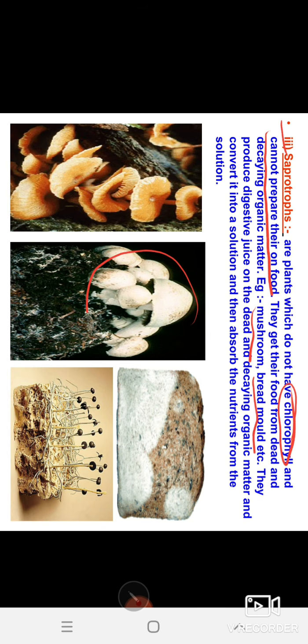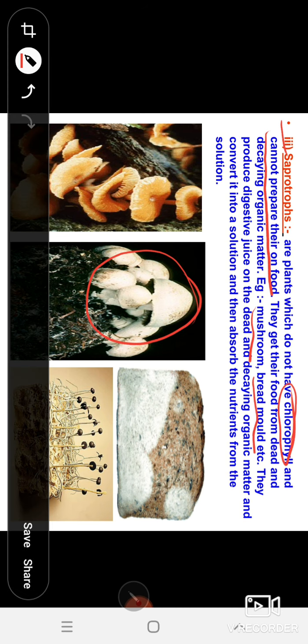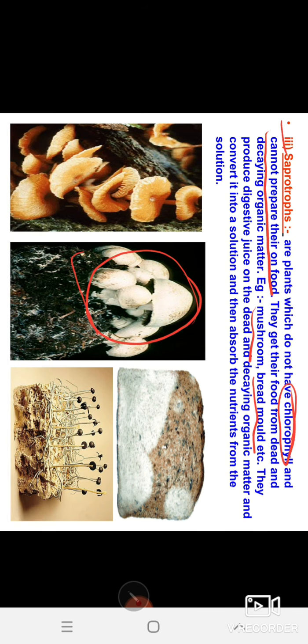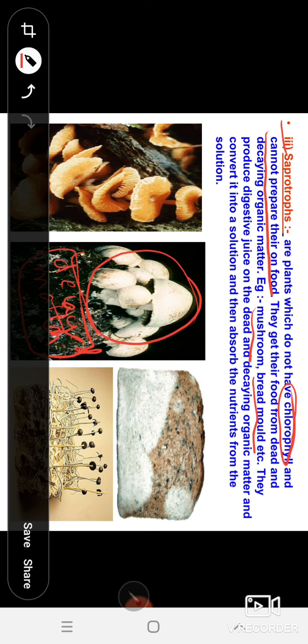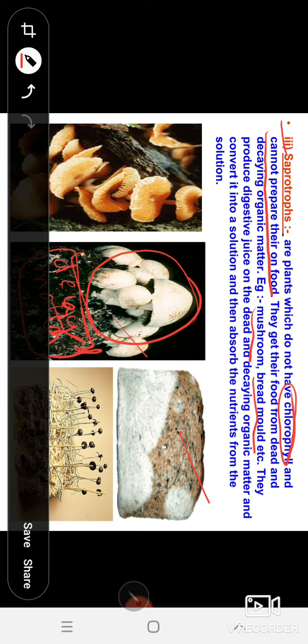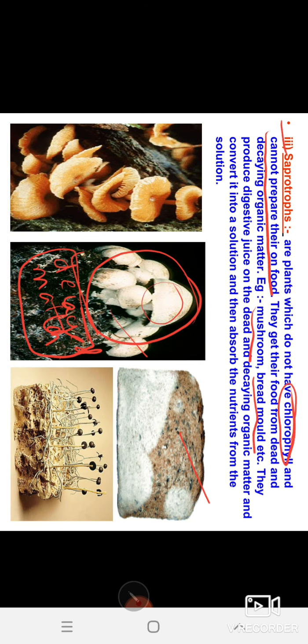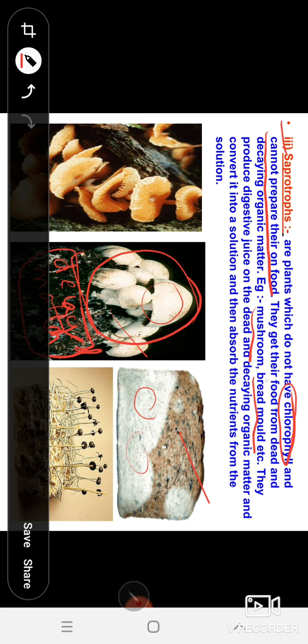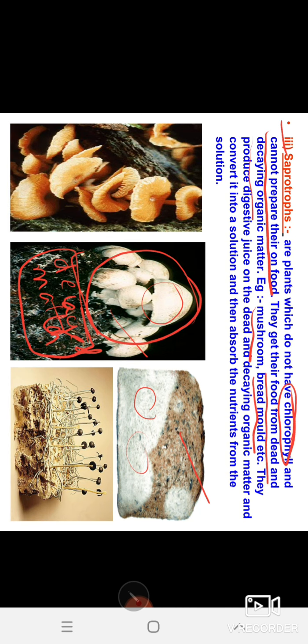See here in this diagram, this is the mushroom, which always grows on dead and decayed matter. This is the black colored matter it is absorbing from. Most of the time, mushrooms grow on decayed matter. And this is bread mold that you are seeing. These lack chlorophyll. The mushroom is white in color, and the bread mold is also white in color. They always get their food from dead and decaying organic matter.